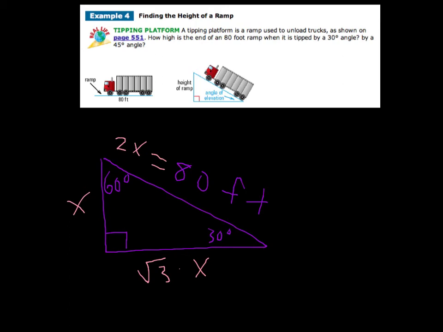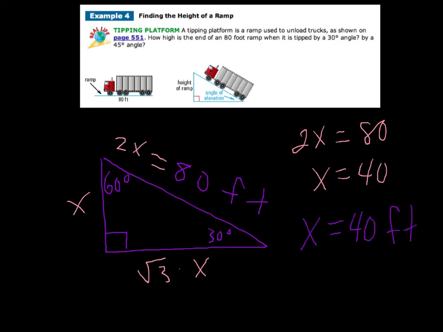So what I'm going to use now is this piece right here. I have a given length of 80, and I know that in the model 80 is worth 2 times x. So I'm going to use that to solve for x. Simply going to say 2x is equal to 80, so x is equal to 40. If what I want to know is how high this thing is in the air, it's x feet in the air, and x is equal to 40, so our answer is simply x is equal to 40 feet.